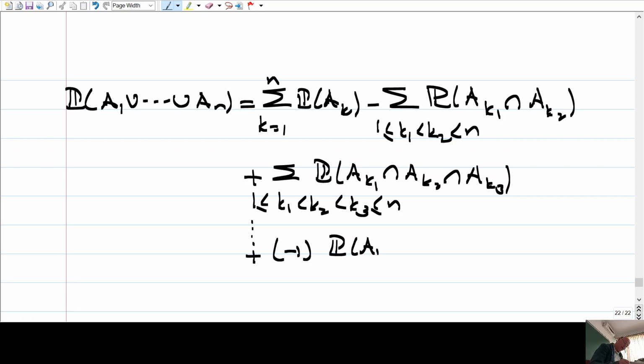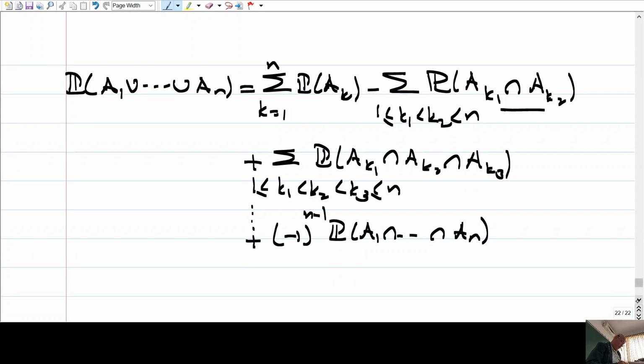So P of A1 intersect through An. And what will be the sign here? So you see, if you have intersections of two elements, then it is minus. If it is an intersection of three elements, it is plus. So it goes plus, minus like this. If you have n of those, it will be n minus 1. So if n is even, n minus 1 will be odd, so it will be a minus. Otherwise, it will be a plus. So using induction, you can prove this.